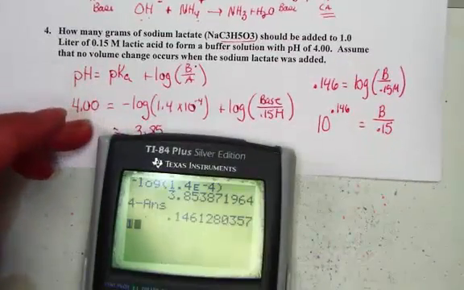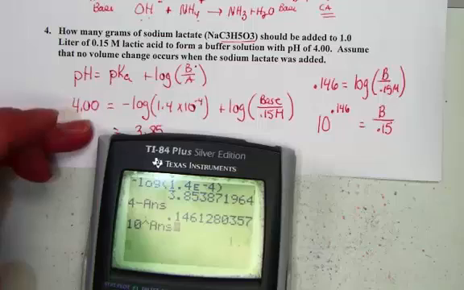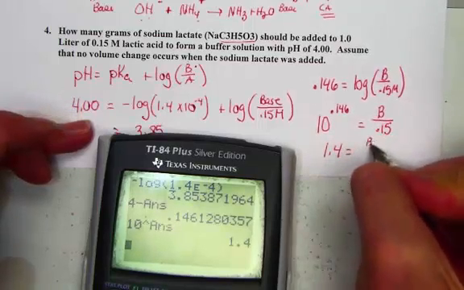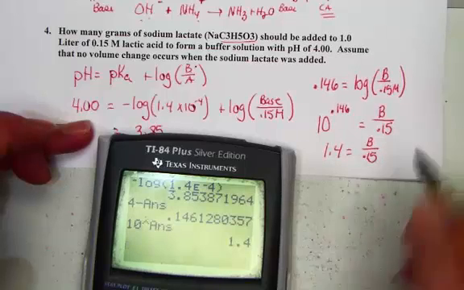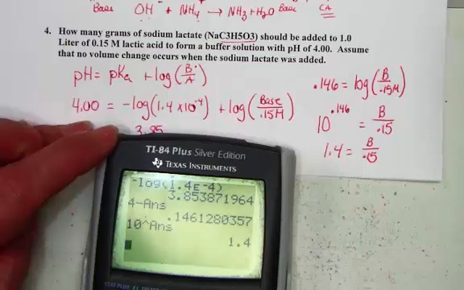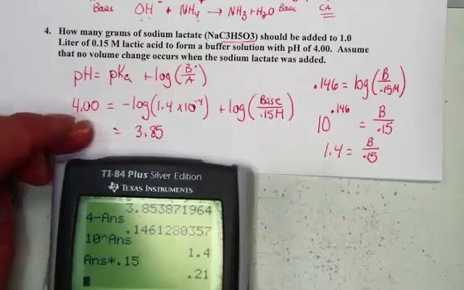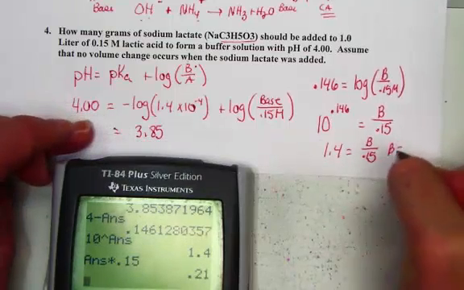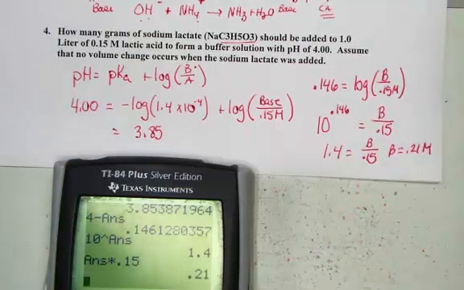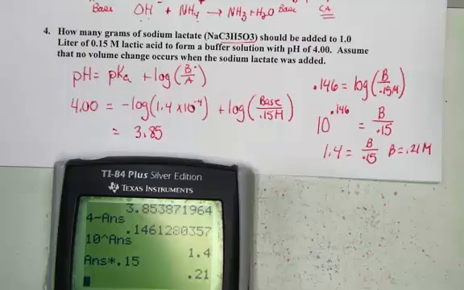So I'll hit 10 raised to the power of our answer, and that gives us 1.4 is equal to the base over the acid. We'll cross multiply for the concentration of our base. 1.4 times 0.15, and I get an answer of 0.21. What that's showing us is the concentration of the sodium lactate to be 0.21 molar solution.